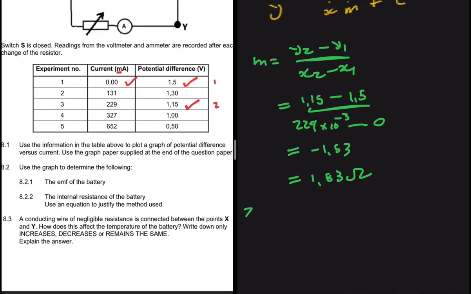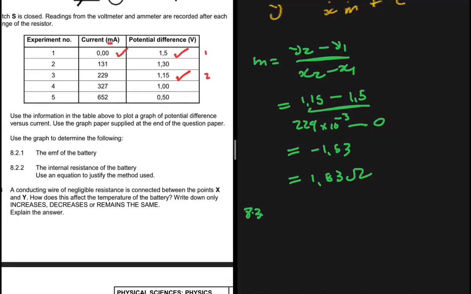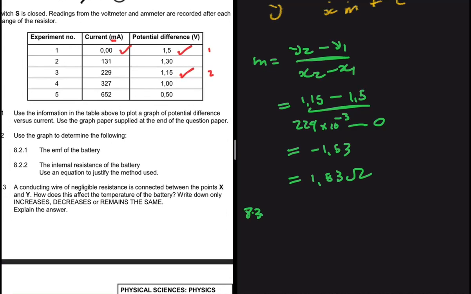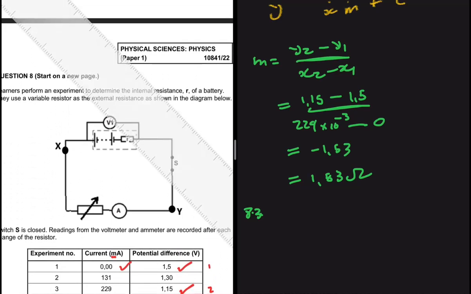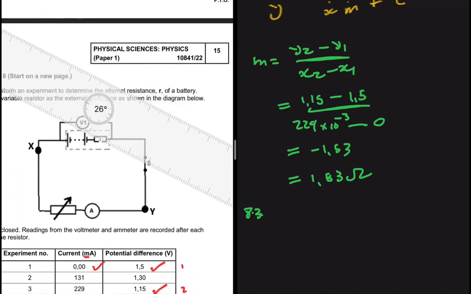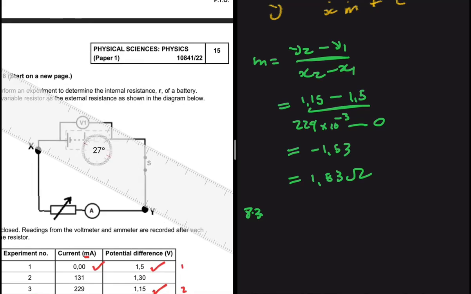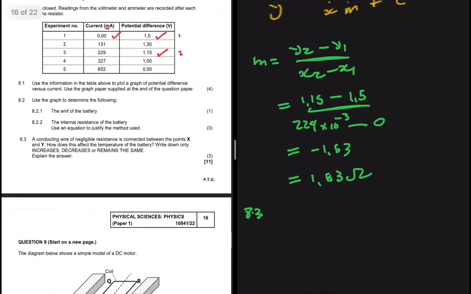Let's look at 8.3 real quick. A conducting wire of negligible resistance is connected between the points X and Y. Before we even continue reading, let's just go ahead and connect those 2 points so that we can see with clarity what is going to happen to our circuit. So there we go. What does the equation say?